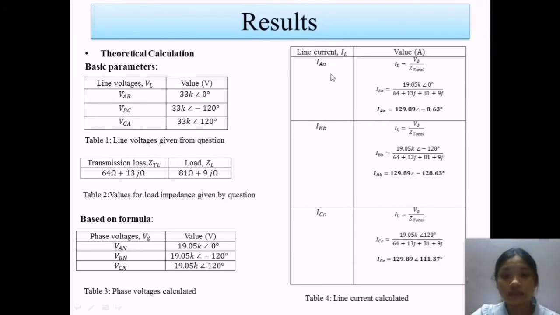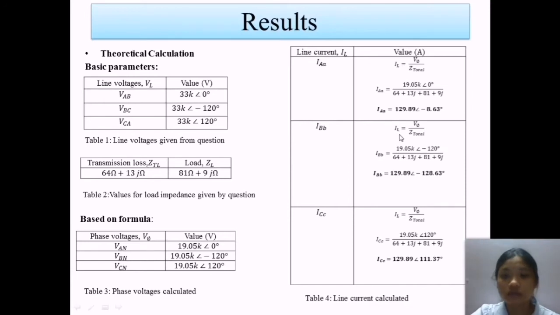Next parameter I want to calculate is line current, IL, which means IAA, IBB, and ICC. The line currents use the formula IL equal to V phase divided by Z total. So IAA equals 19.05k with angle of 0, divided by Z total, which is the line impedance plus the load: 64 plus 30j plus 81 plus 9j. The answer is 129.89 with angle of negative 8.63.